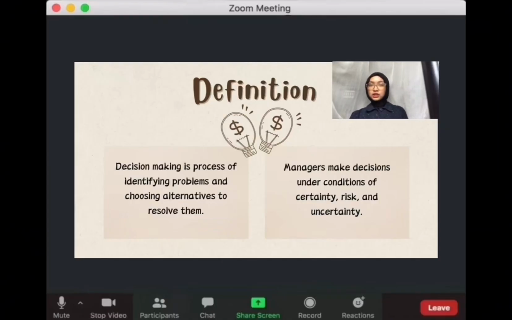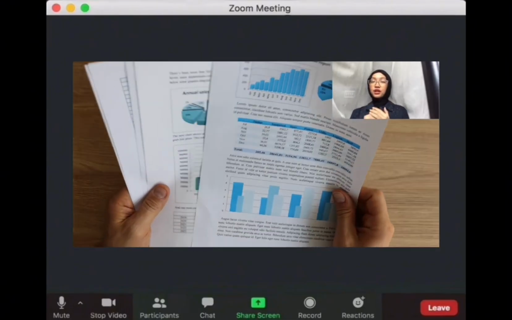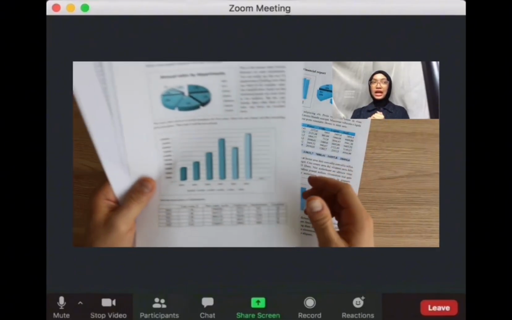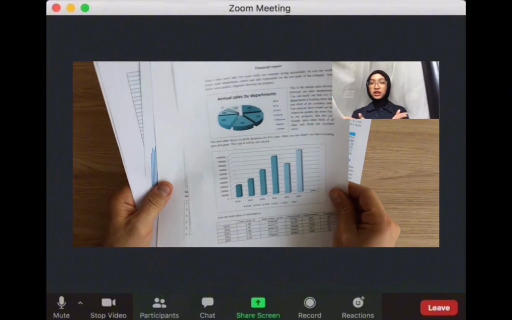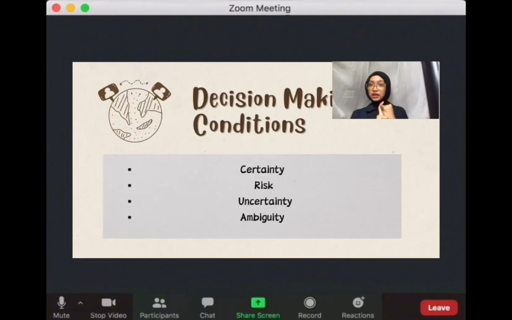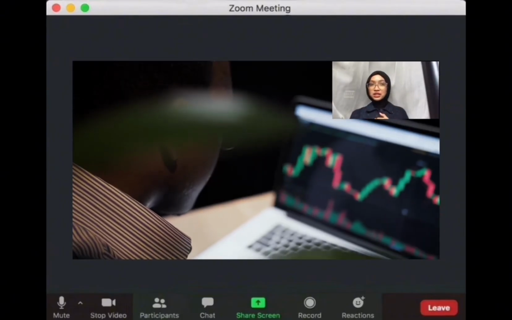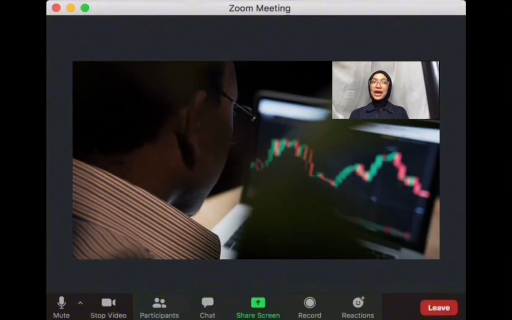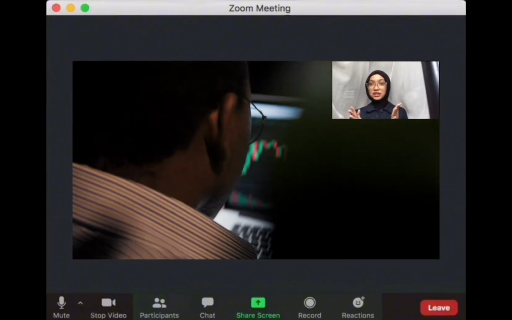So I want to explain the definition of decision making. Decision making is the process of identifying problems and choosing the best alternative to resolve them. Managers are constantly required to make decisions, often under different conditions such as certainty, risk, and uncertainty. This shows that decision making is not just about choosing, but also about analyzing the situation and making the best possible choice for the organization.